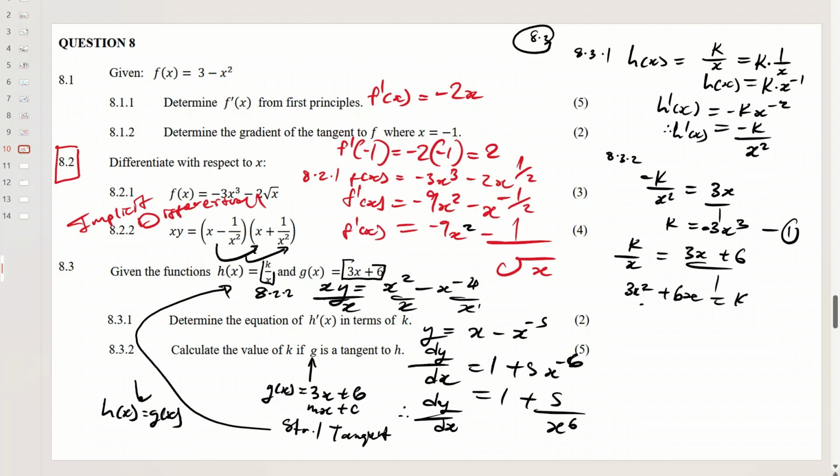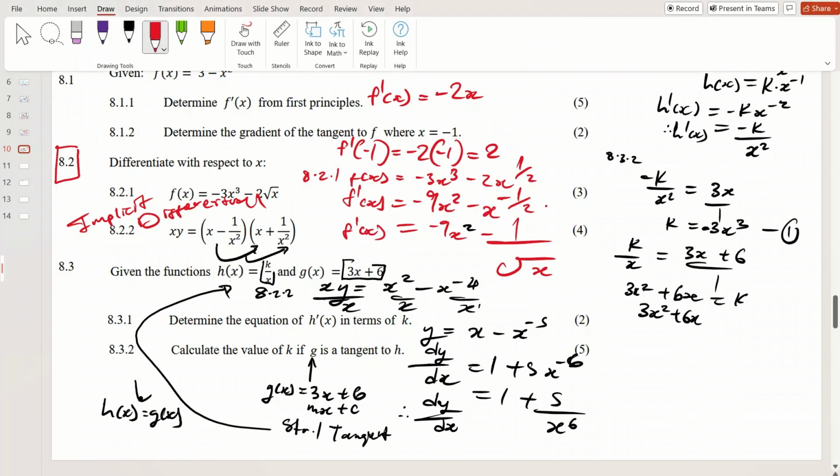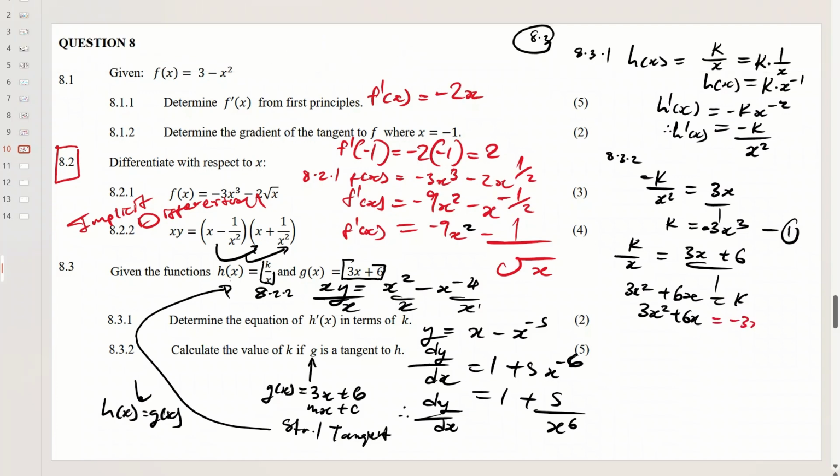What is k? We know that k is negative 3x cubed. Yeah? Negative 3x cubed. So it means now we are going to take this to the left. So this is going to be negative 3x cubed plus 3x squared plus 6x equals 0. So how are we going to deal with this? Okay, I think this is correct.